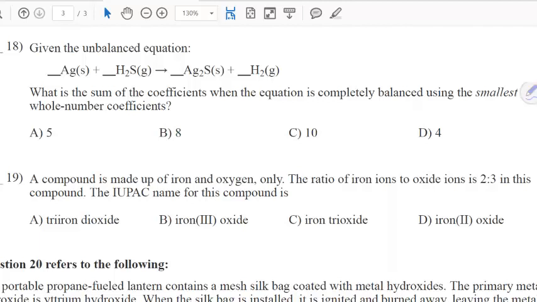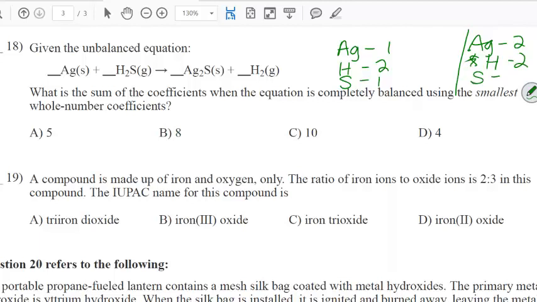Another balancing. I'll do my counts over here. Ag, there's 1. Hs, there's 2. Ss, there's 1. And over here, Ag's, there's 2. Hs, there's 2. And Ss, there's 1. Okay. So it looks like everybody's balanced except Ag, which is a pretty easy fix just by putting a 2 there. And so what's the sum of the coefficients? 2, 3, 4, 5. Remember, these are 1s. That was an easy one.